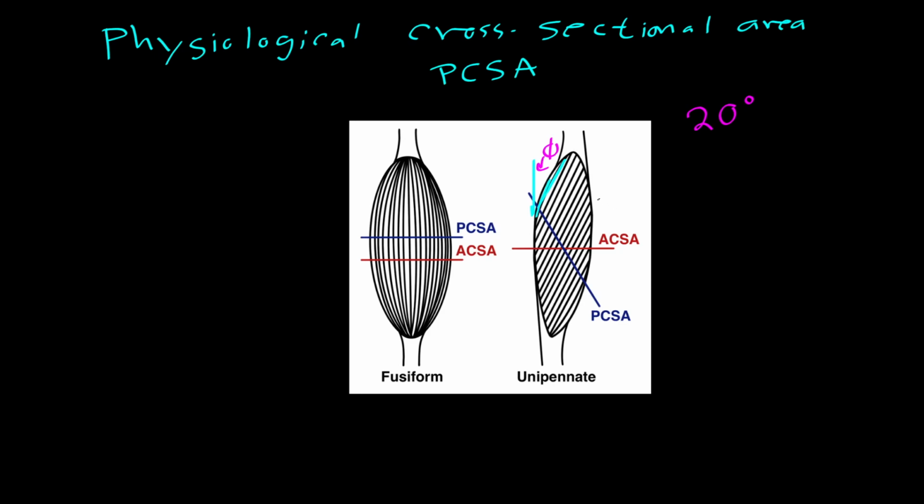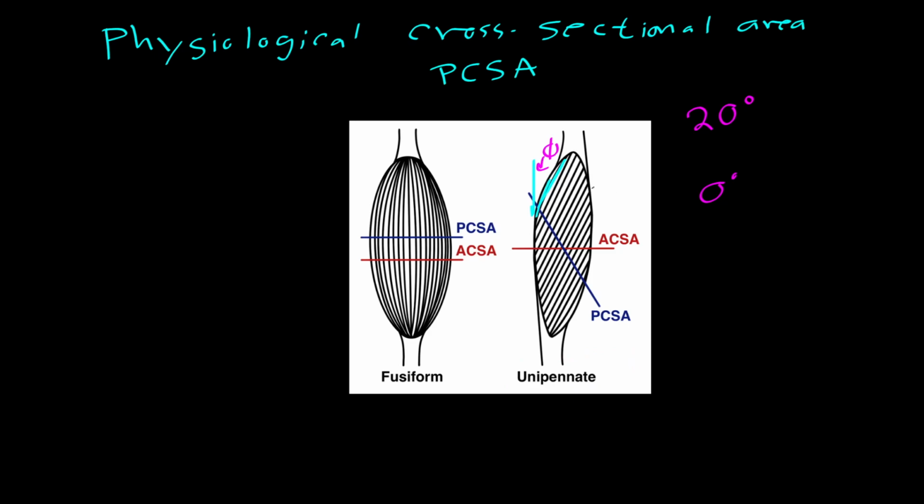In many cases, like for example the muscles of the quadriceps, which are maybe a good example of this, the angle is very close to 0 degrees, and so the anatomical cross-sectional area is very close to, or the same thing as, the physiological cross-sectional area. But in highly pennated muscles, this difference becomes significant.